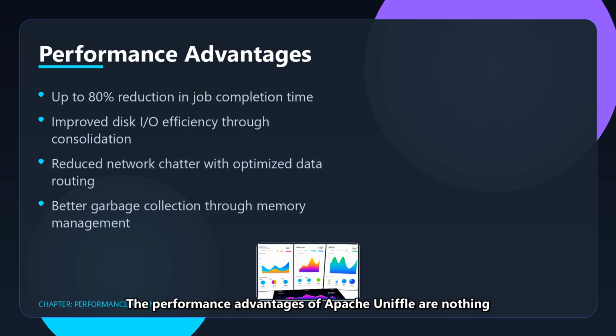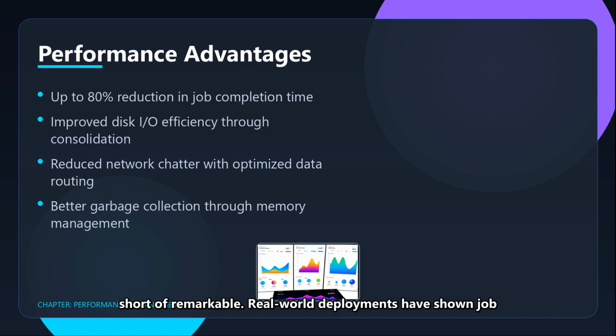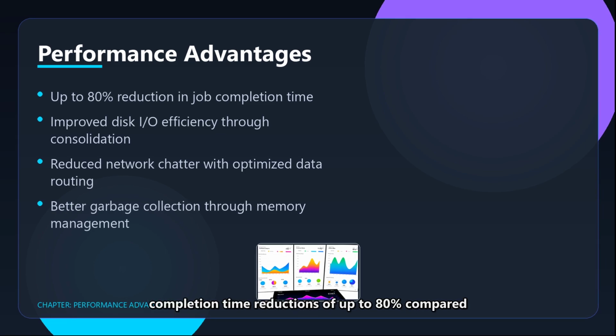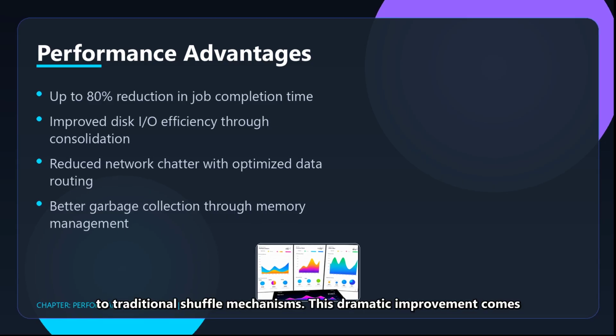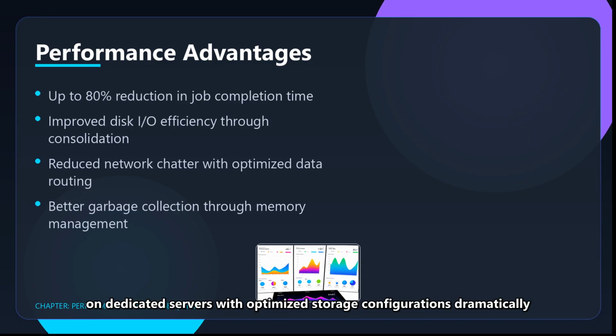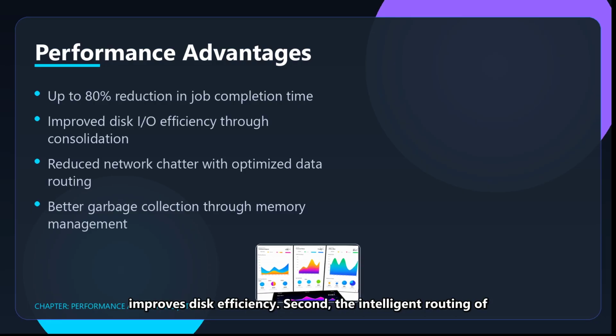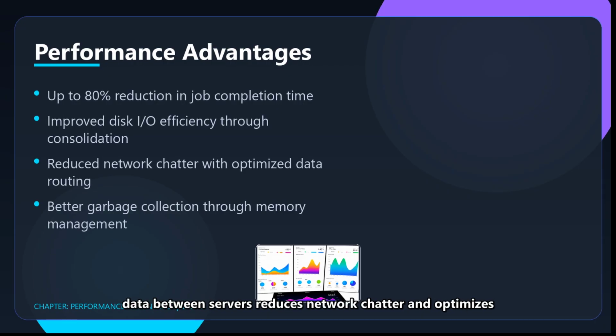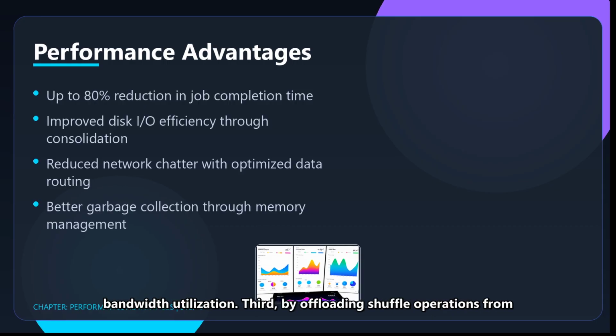The performance advantages of Apache Uniffle are nothing short of remarkable. Real-world deployments have shown job completion time reductions of up to 80% compared to traditional shuffle mechanisms. This dramatic improvement comes from several factors. First, consolidating shuffle I/O operations on dedicated servers with optimized storage configurations dramatically improves disk efficiency. Second, the intelligent routing of data between servers reduces network chatter and optimizes bandwidth utilization.